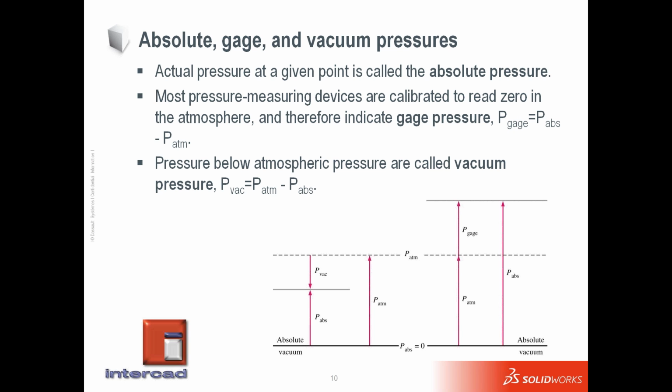Therefore, we come to the definition of gauge pressure, where absolute pressure minus atmospheric pressure is called gauge pressure. As a summary, absolute pressure is the total pressure applied, including atmospheric. Atmospheric pressure is what we have from above us, and gauge pressure is what we read on a device which is calibrated in the atmospheric region.